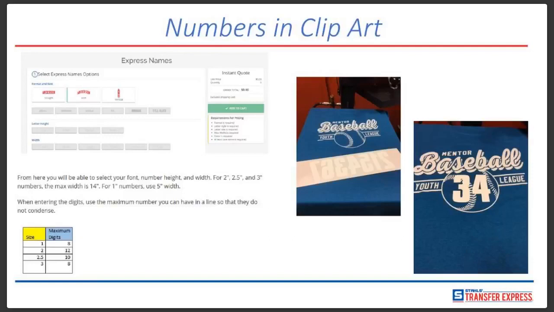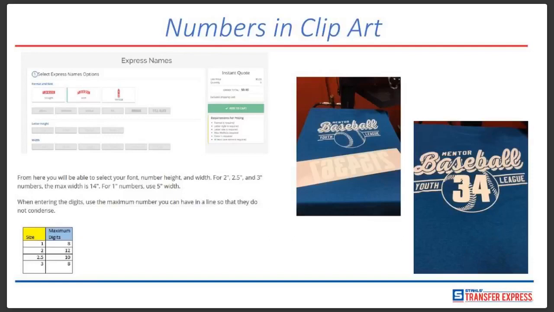You can select the font, the number height, and the width. For 2-inch, 2.5, and 3-inch numbers, the max width is 14 inches. So I can put a bunch of numbers right in the Express names, and then I can just clip those out and add them to my design. It makes it really easy. When you're entering the digits, use the maximum number you can have in a line so that they do not condense. We have a little example here.